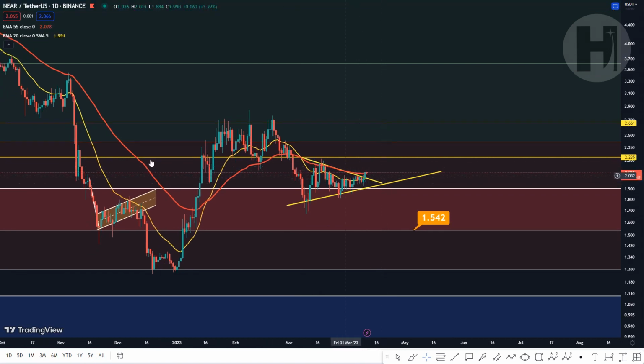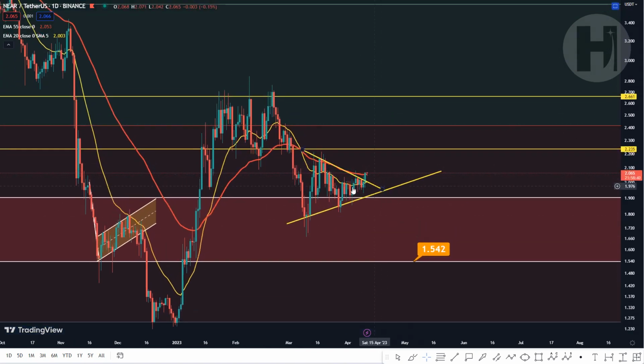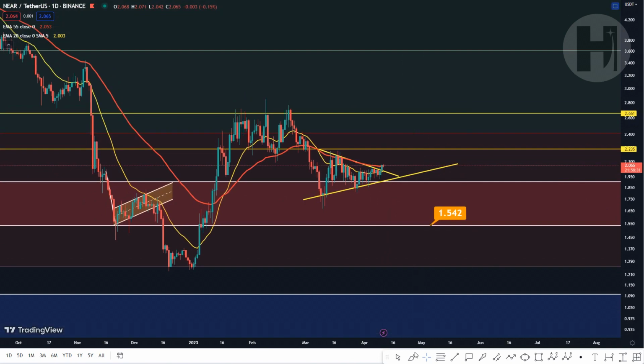So the 20 EMA is trying to cross above the 55 EMA, which is the red line. And once we have that on the daily chart, that's going to be a massive bullish signal for a local uptrend, just like we had one here in January of 2023, just a few months ago.